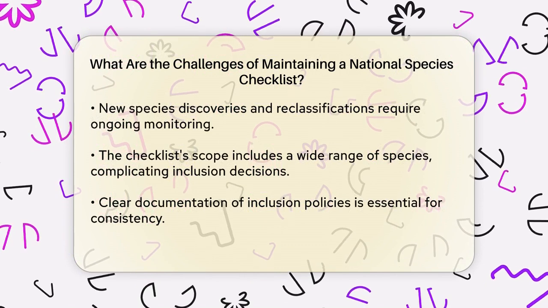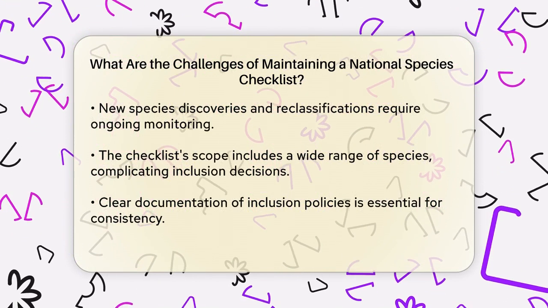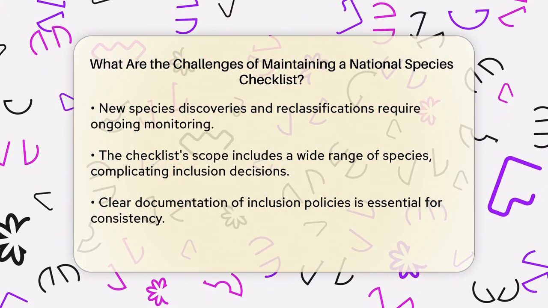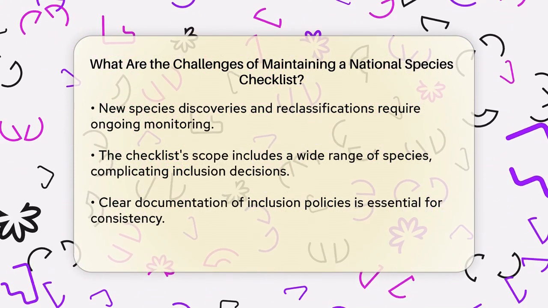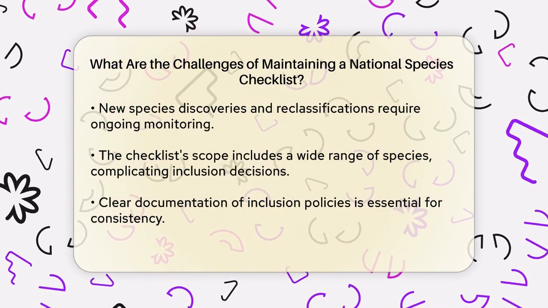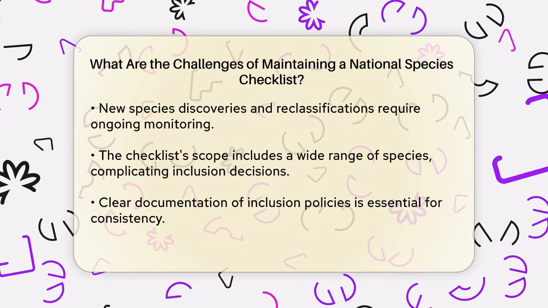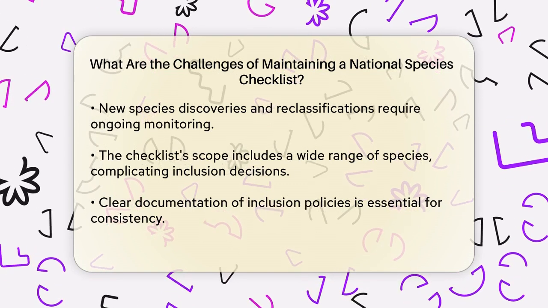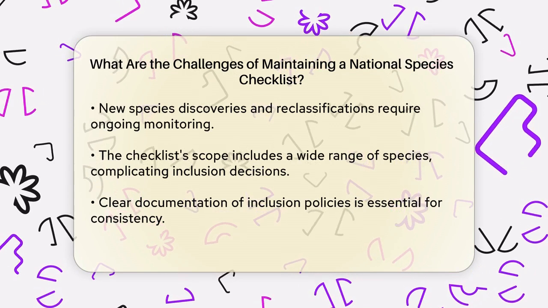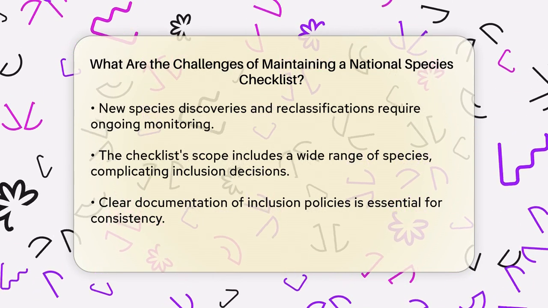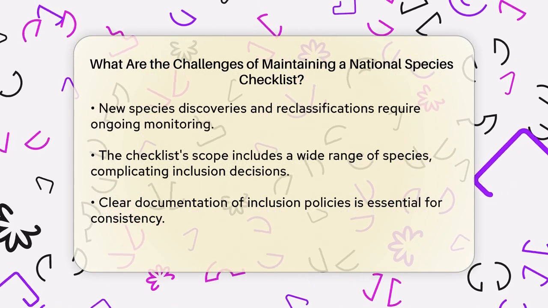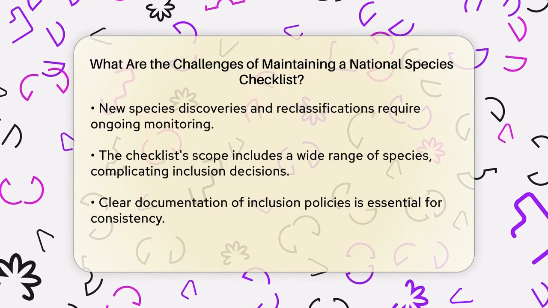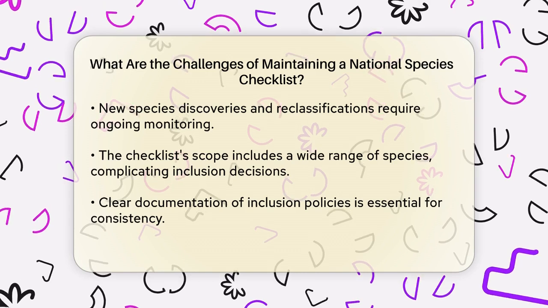The scope of the checklist is also a significant issue. National checklists can cover a wide range of species, from birds to plants, and even include subspecies, varieties, and cultivars. Deciding which species to include and how detailed the information should be can be daunting. For example, should the checklist include only threatened species or all species within a particular kingdom? The policy on which species to include needs to be clearly documented to ensure consistency.